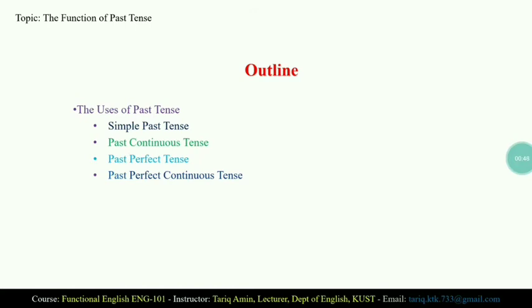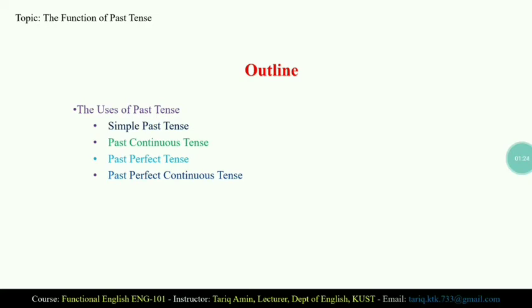Before going into the details of past tense, let's revise the previous class. In the previous class, we had discussed what a tense is, and we had discussed the different uses of present tense. We had discussed that a tense is the form of a verb that indicates the time and state of an action. It indicates the time of an action as well as the state of an action. It indicates the present time of an action, it indicates the past time of an action, and it also indicates the future time of an action.